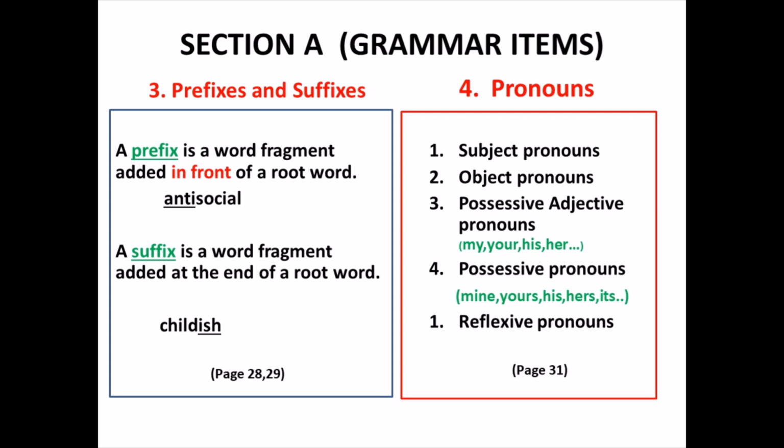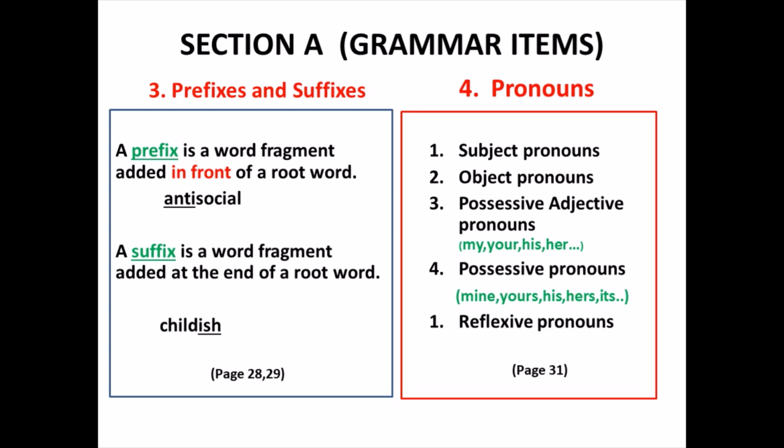Then we move on to the next item, pronouns. So there are different types of pronouns to be discussed. For example, subject pronouns, object pronouns, possessive adjective pronouns, possessive pronouns, and then reflexive pronouns. Again, there is a table given very clearly in your textbook. Subject pronouns are used instead of the nouns, like I, you, he, she, it, we, you, and they. And the object pronouns complement the subject.